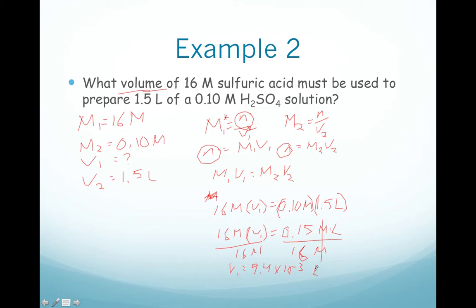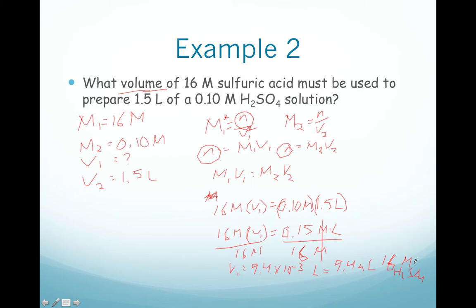Okay, so what this is telling me is that I need to take 9.4 times 10 to the minus third liters, or 9.4 milliliters, if I'm going to make this a little bit easier on me. So I need 9.4 milliliters of my 16 molar solution.